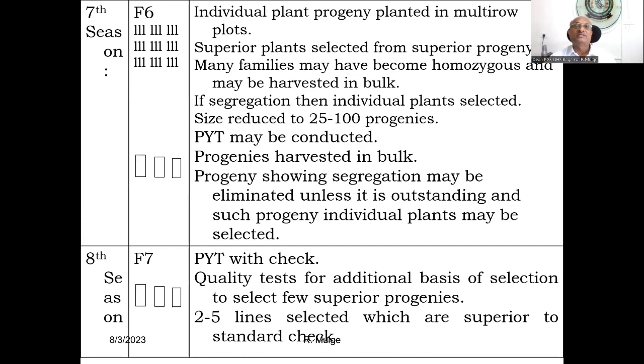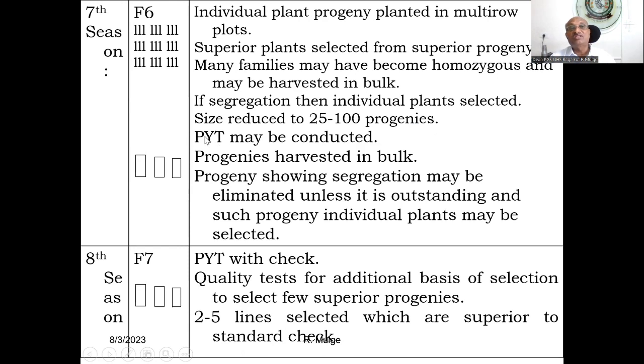So keep reducing. Whatever seeds you are collecting, you raise in the next generation. That is the sixth generation, and it is the 7th season. Individual plant progenies are planted in multi-row. What I have done in the previous season, the same thing. Superior plants are selected from superior progenies. Many families may have become homozygous and may be harvested in bulk. If there is segregation, then individual plants are selected. Size is reduced to 25 to 100 progenies only.